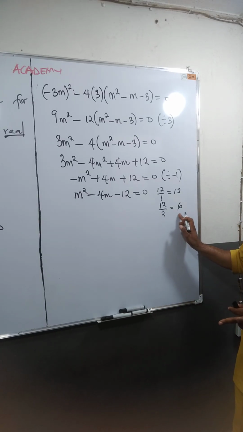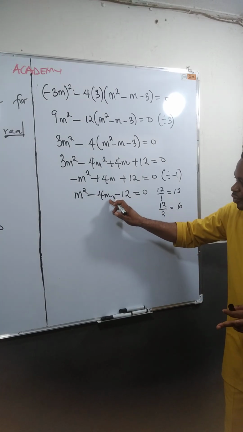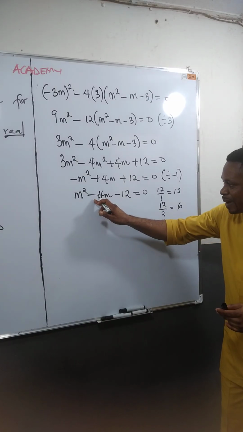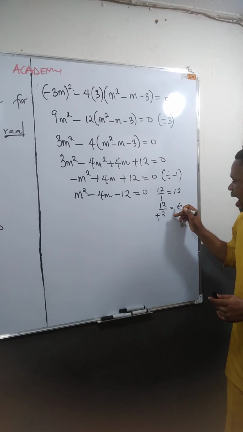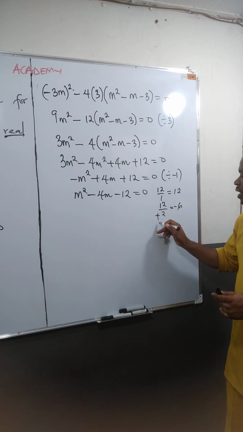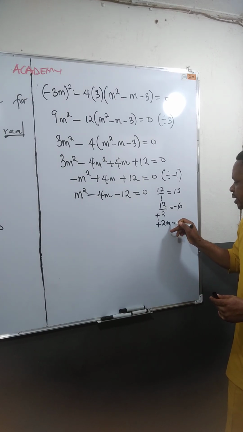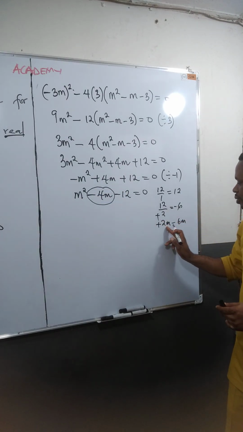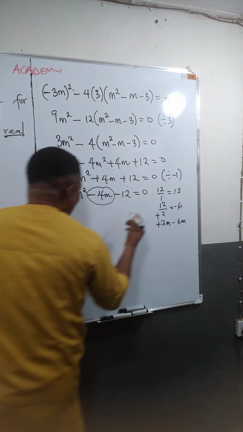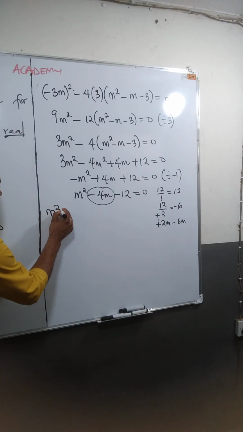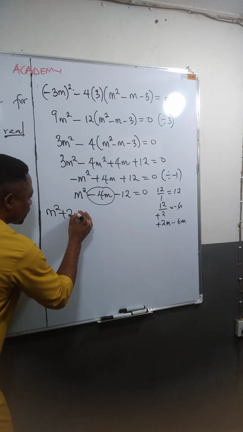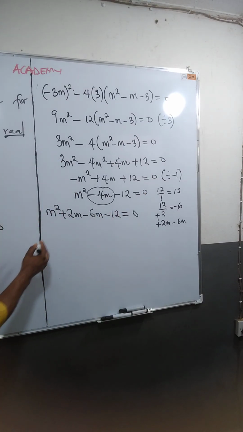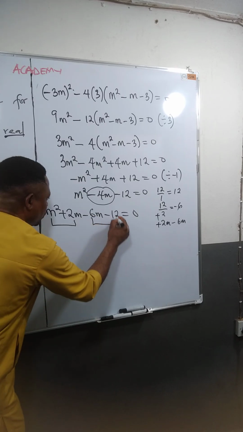Now, can you see that this one is already close to the coefficient of m, which is minus 4? What do you do to get this minus 4? Give 2 plus and give 6 minus. So in summary, you have plus 2m, then minus 6m. Oh my goodness. I will now remove this and introduce these two. Now, here we go. If I do that, I'll have m squared plus 2m, then minus 6m, minus 12. Everything is equal to 0.